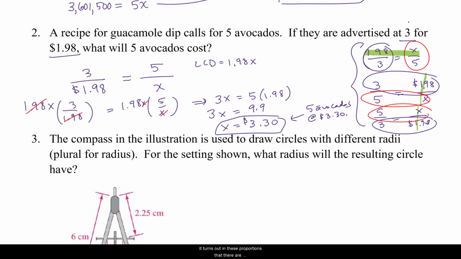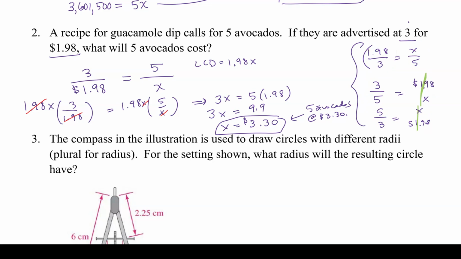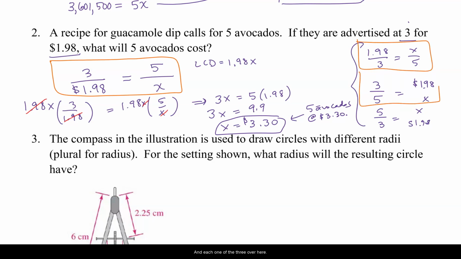It turns out in these proportions that there are 4 different correct ways to write a problem. And those 4 different correct ways are very messily expressed over here. So let me see if I can erase some of my notes from previous classes. Now, looking at this first proportion and each one of the 3 over here, what I want to point out is that the fact that there are 4 equivalent equations for proportions is that as long as we have like things in like places, we can get an answer to the proportion that is correct.